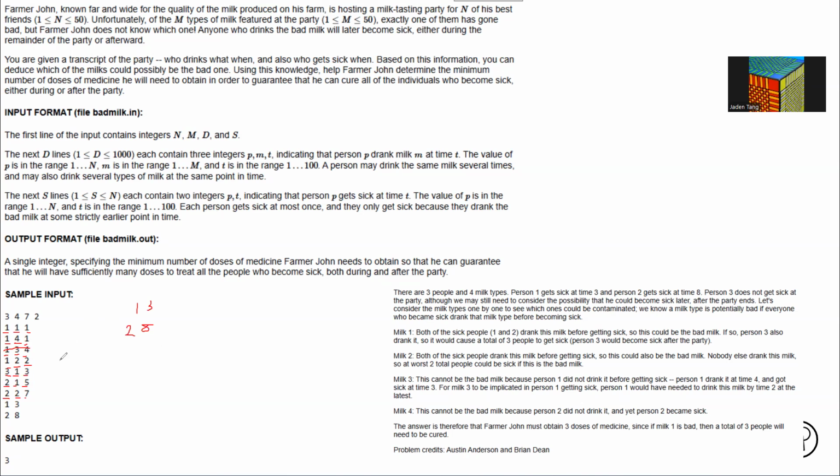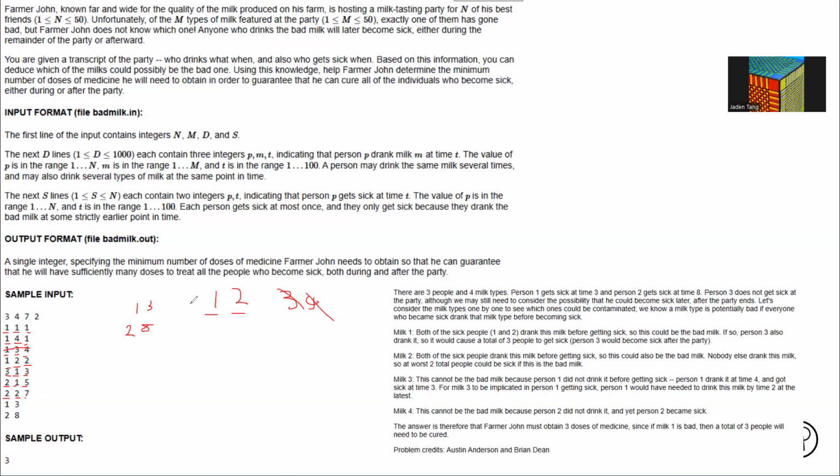And then the other issue is that person two only drank two types of milk, so we know that it has to be one of those two types. Since we already eliminated milk four, and person two drank only one and two, we also know it cannot be four. So it has to be one or two, and both satisfy all the other restrictions about the person getting sick.